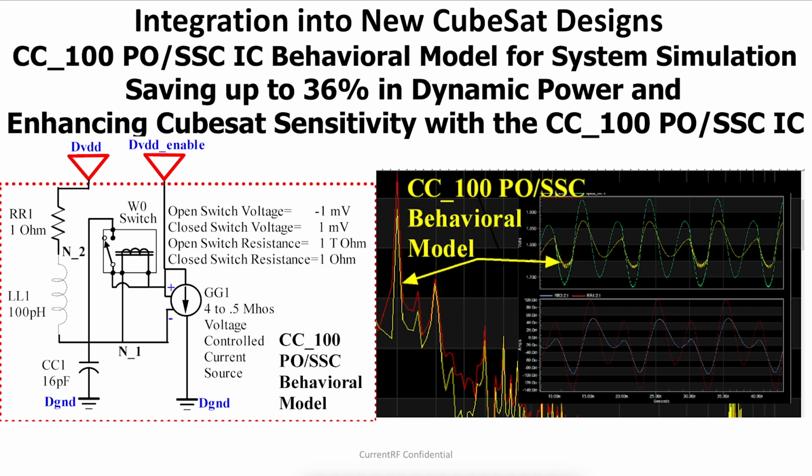Example performance enhancements of what the user can expect to see from the CC100 PoSSC behavior model is shown both in time and frequency domain. A simple inverter-based clock tree was utilized to generate the example plots. More sophisticated digital circuits will generate waveforms similar to what has been shown in the presentation. Contact CurrentRF for more details.